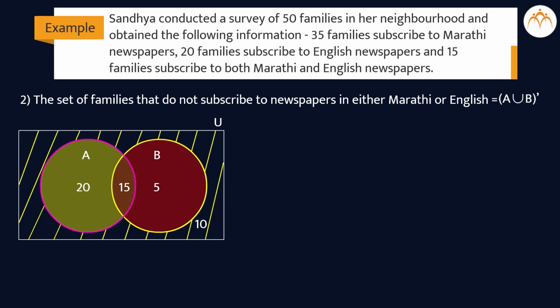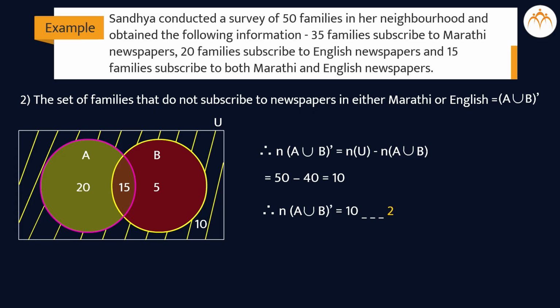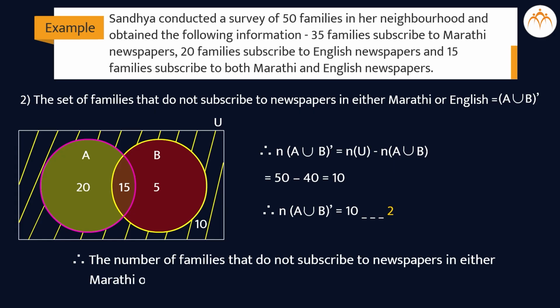Second question. The set of families that do not subscribe to newspapers in either Marathi or English is the set complement of A union B. Therefore, number of elements in the set complement of A union B equal to number of elements in the universal set U minus number of elements in set A union B equal to 50 minus 40 equal to 10. Therefore, n(complement of A union B) is equal to 10, equation 2. Therefore, the number of families that do not subscribe to newspapers in either Marathi or English is 10.